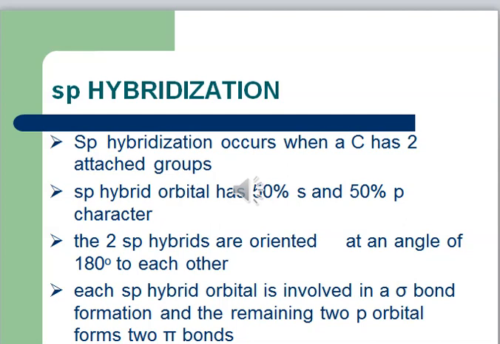Right. Further, the bond angle between these two sp hybrid orbitals is 180 degrees to each other. So these two orbitals are at the maximum angle of 180 degrees to each other, and whenever there's sp hybridization, we always get 1 sigma and 2 pi bonds. So we have a triple bond in case of sp hybridization.